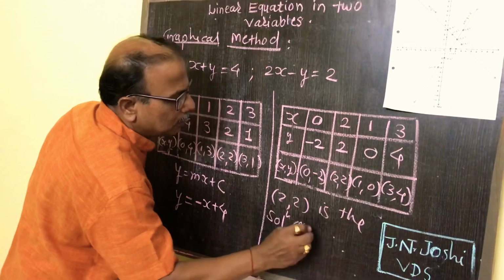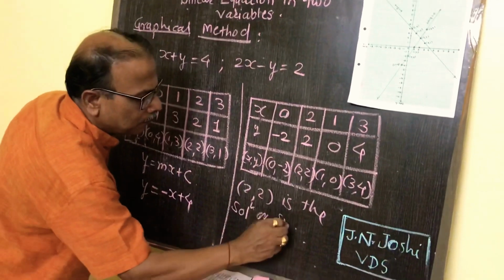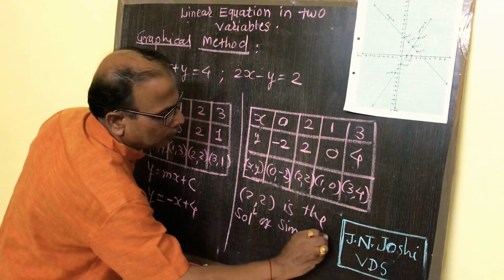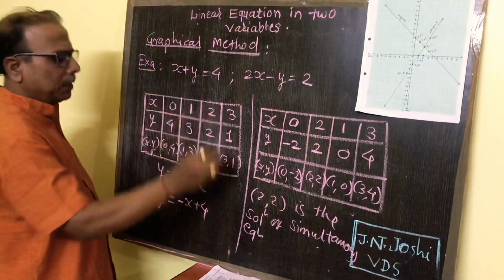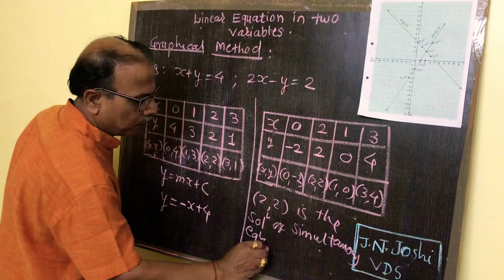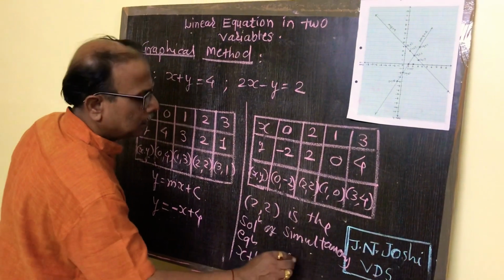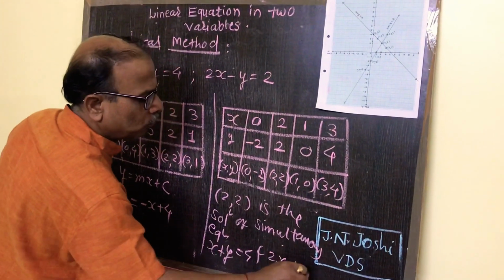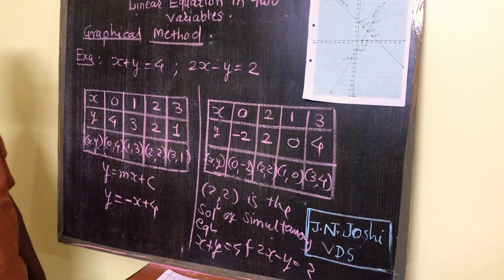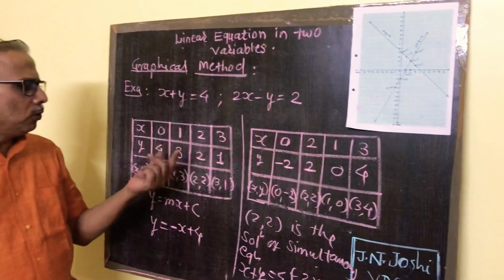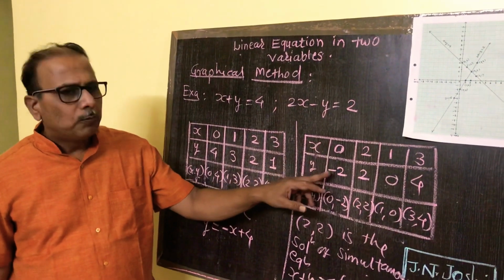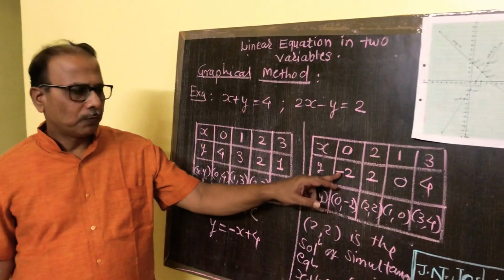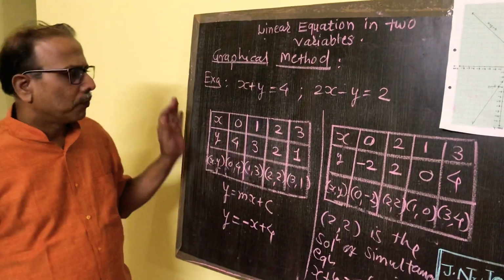Therefore (2, 2) is the solution of the simultaneous equations x plus y is equal to 4 and 2x minus y is equal to 2. We can also find the values of x by putting the values of y, and vice versa.